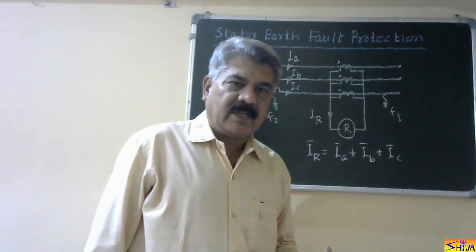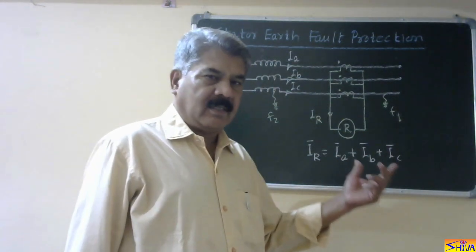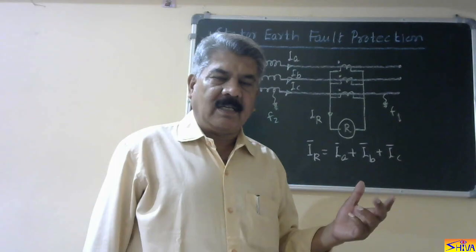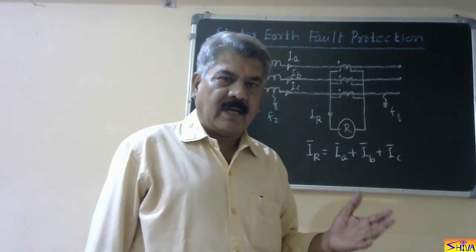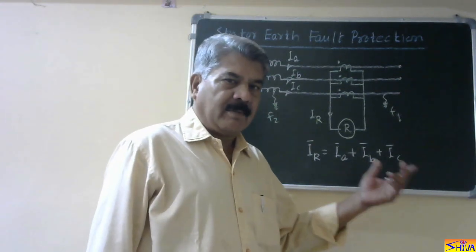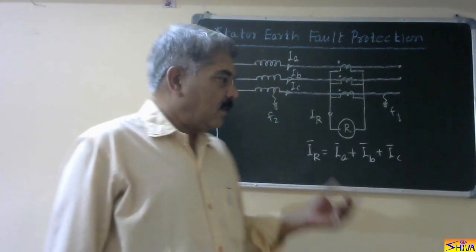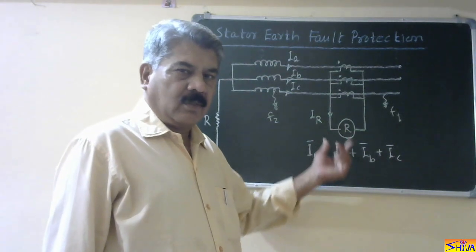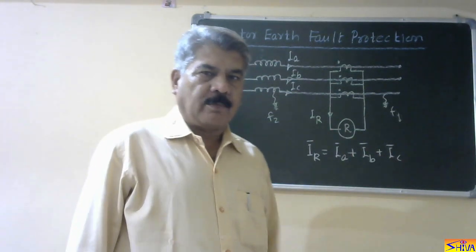In normal condition, this phasor sum is 0 because we are considering balanced, ideal, healthy condition. So IA plus IB plus IC will be 0. Therefore, no current is flowing through this relay and the relay is not operating.